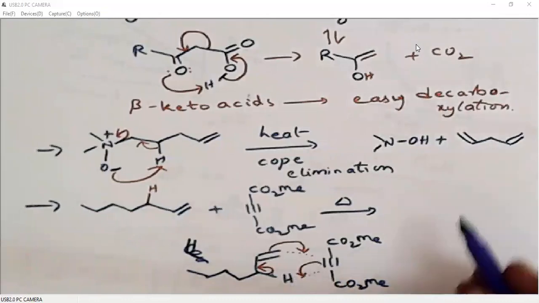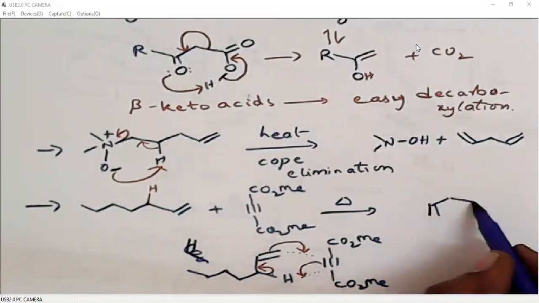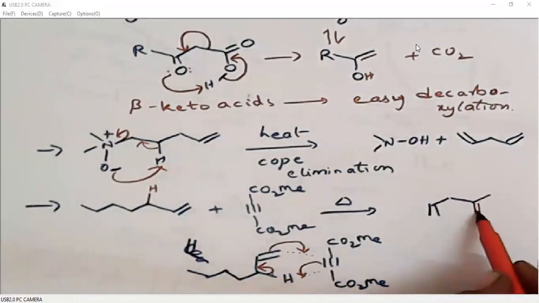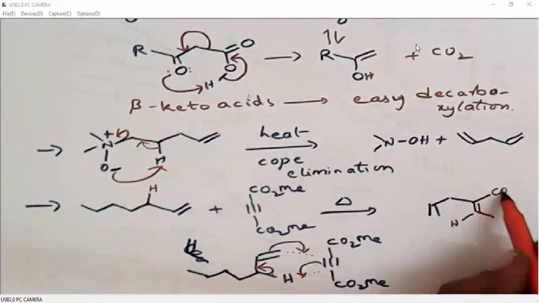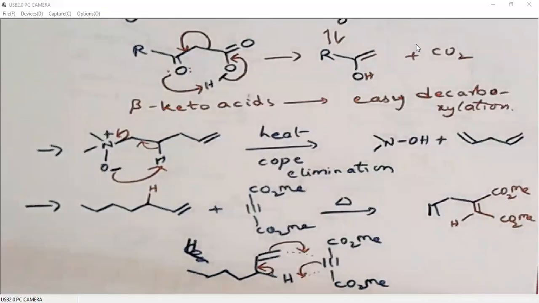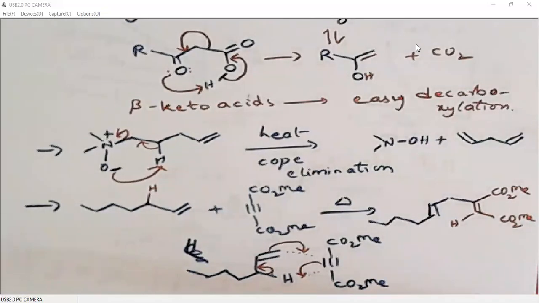So when we write the product, we will write it as it is first. So this was the hydrogen transferred from this CO2Me, CO2Me. Then we can have other bondings 1, 2, 3, 4, 1, 2, 3, 4. So this is how we need to write the product.